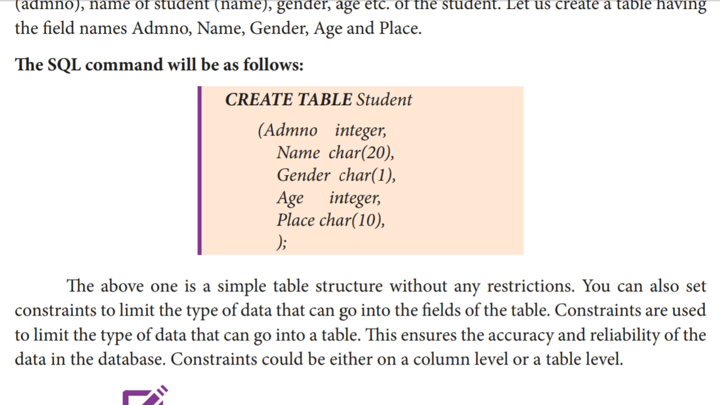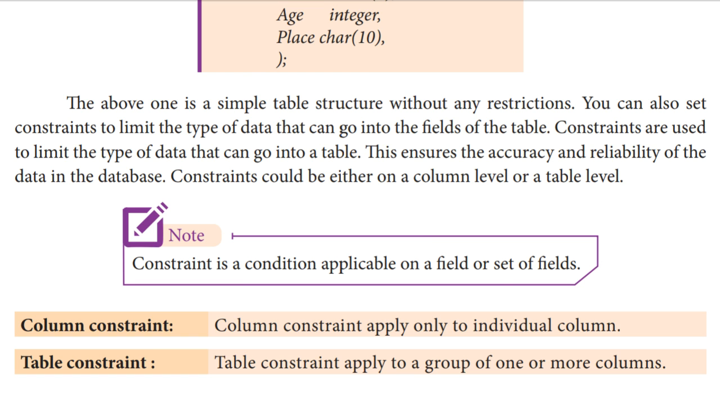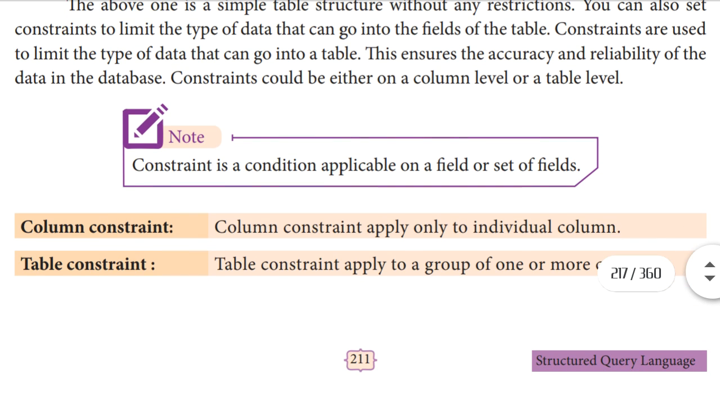So why are we using constraints? Now we can get the exact data from the user. For that reason only we are using constraints. Two levels we can use: one is column level, another one is table level. Either one level we can follow. Note, a constraint is a condition applicable on a field or a set of fields. So we can apply a constraint for a single field or a set of fields.